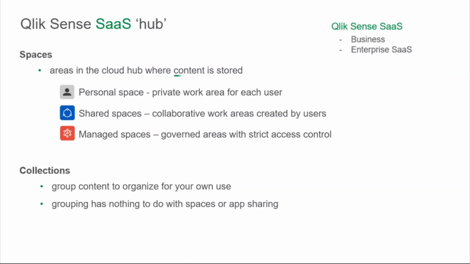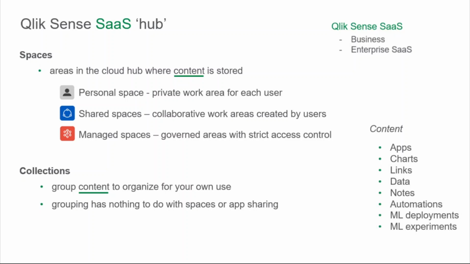We have been discussing content with respect to both spaces and collections. Although content is not a term used in the hub, it refers to the different items you may create or encounter within the hub, such as apps, charts, and links. An app is a fully featured analytics tool which utilizes a data model to generate interactive visualizations. Individual visualizations from within an app may be monitored as charts in the Cloud Hub, making them accessible without having to open any apps. And links are created by Cloud Tenant administrators.